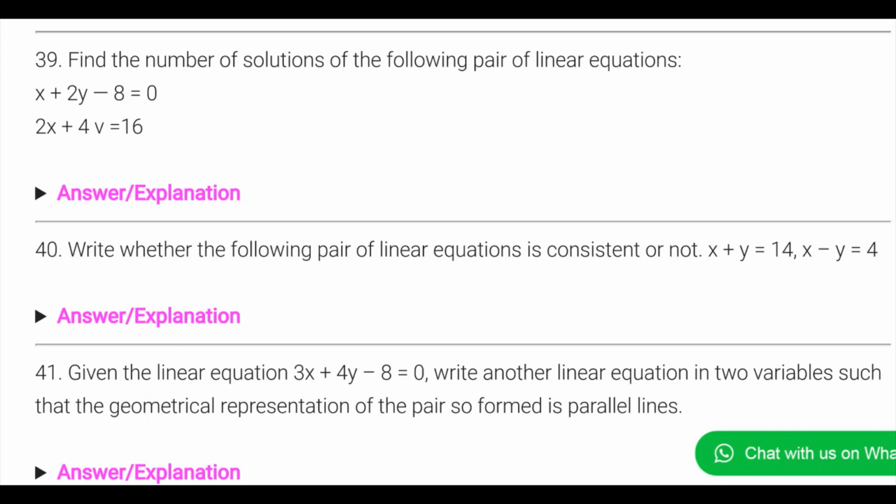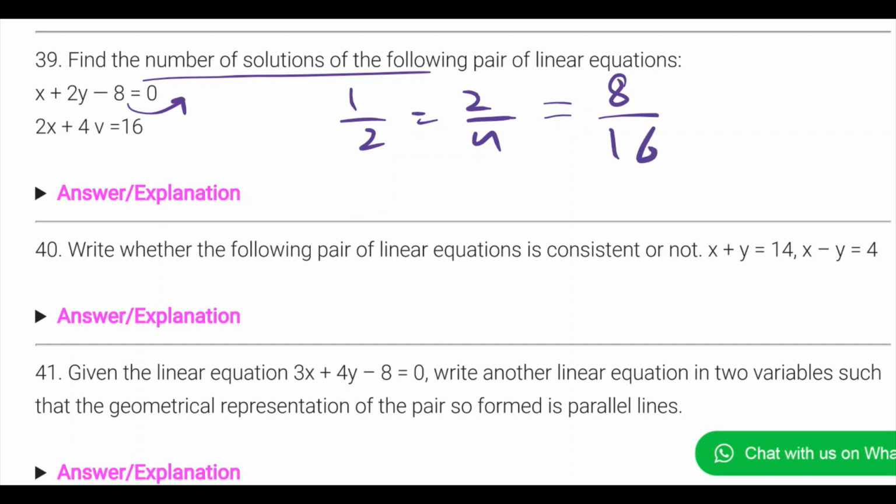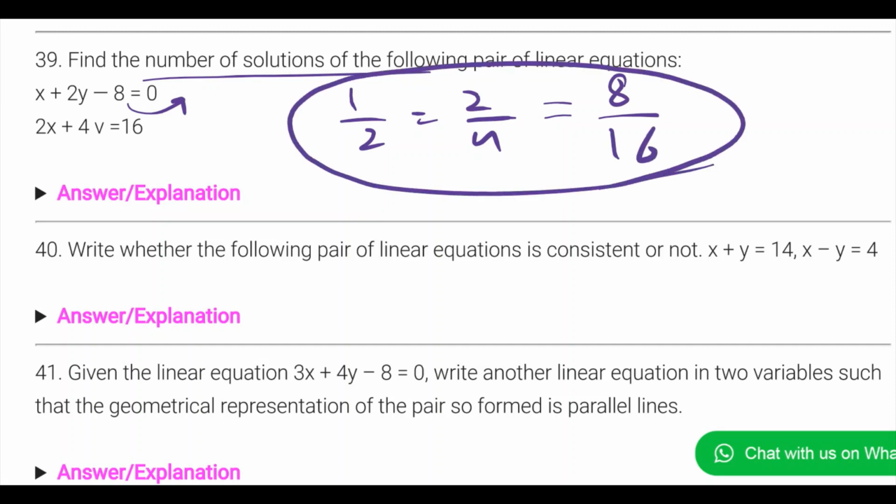39th question. Find the number of solutions of the following pair of linear equations. Let us find the ratios. 1 by 2 equals 2 by 4. And the other ratio is, here he gave this minus 8 on the left hand side. If you send that side, it's plus 8 by 16. So all the ratios are 1 by 2, 1 by 2, 1 by 2. So the lines are coincident where we have infinitely many solutions. So we have infinite solutions.